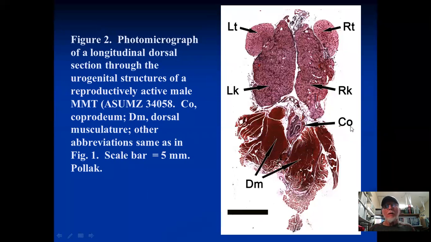The first photomicrograph identifies all of these, or most of these, urogenital structures, including the testes, the kidneys. Here's some dorsal musculature, but also the terminal portion of the digestive tract called the coprodeum. So I'll be pointing out the coprodeum in the next few slides.